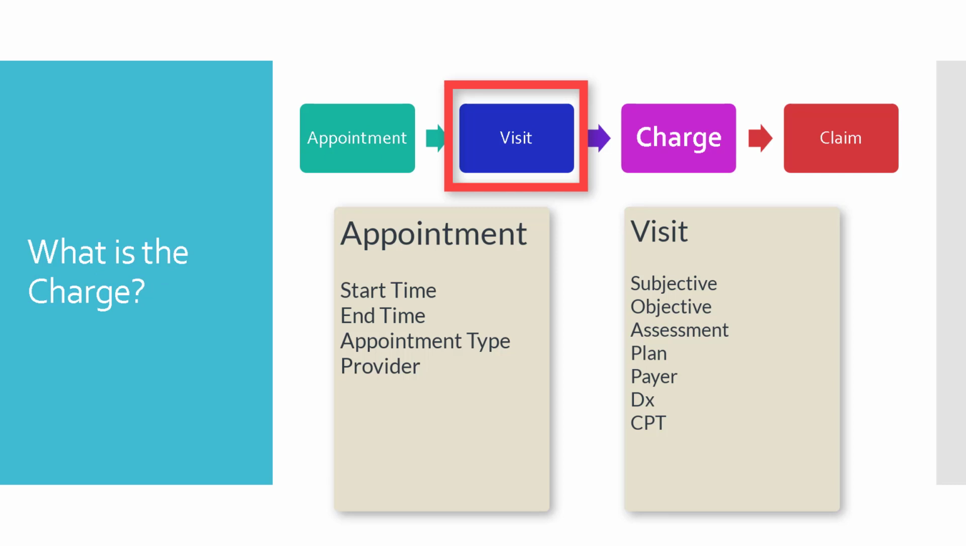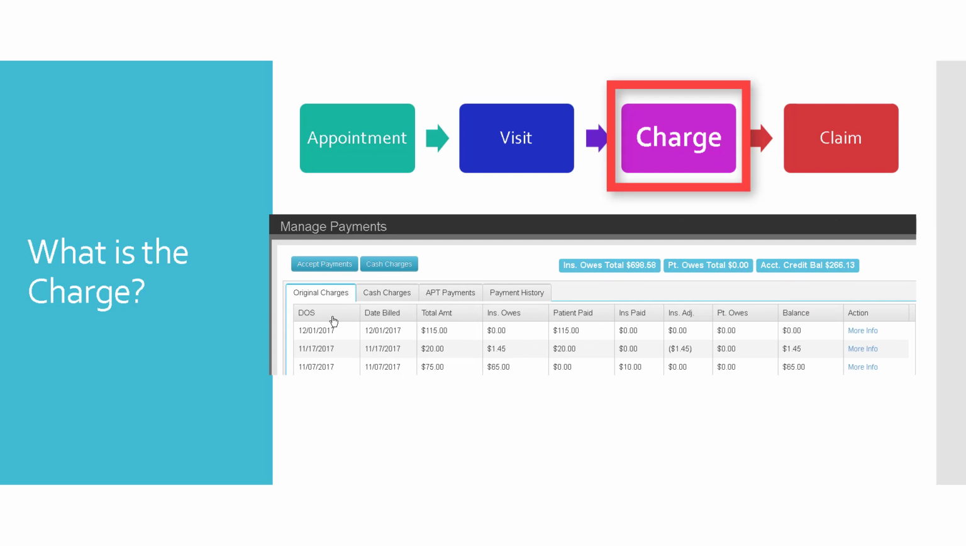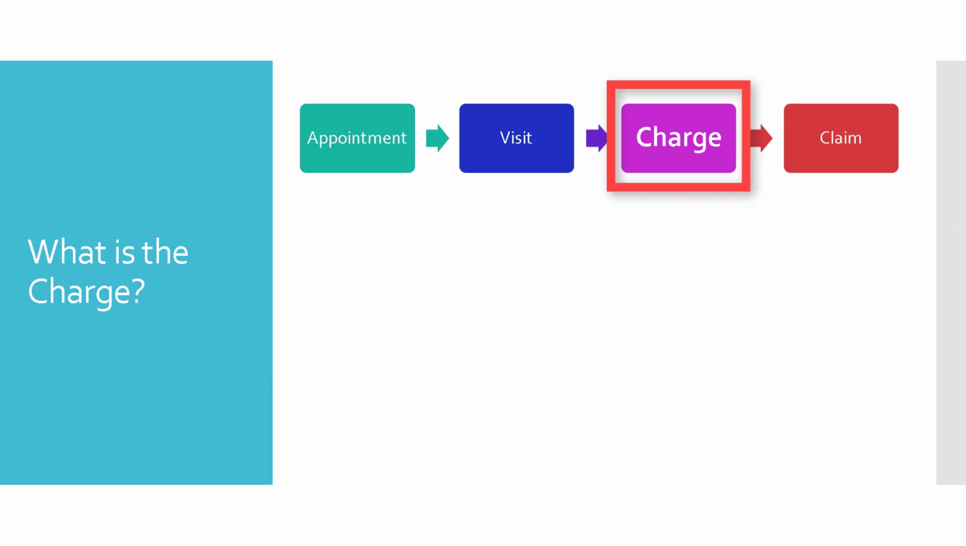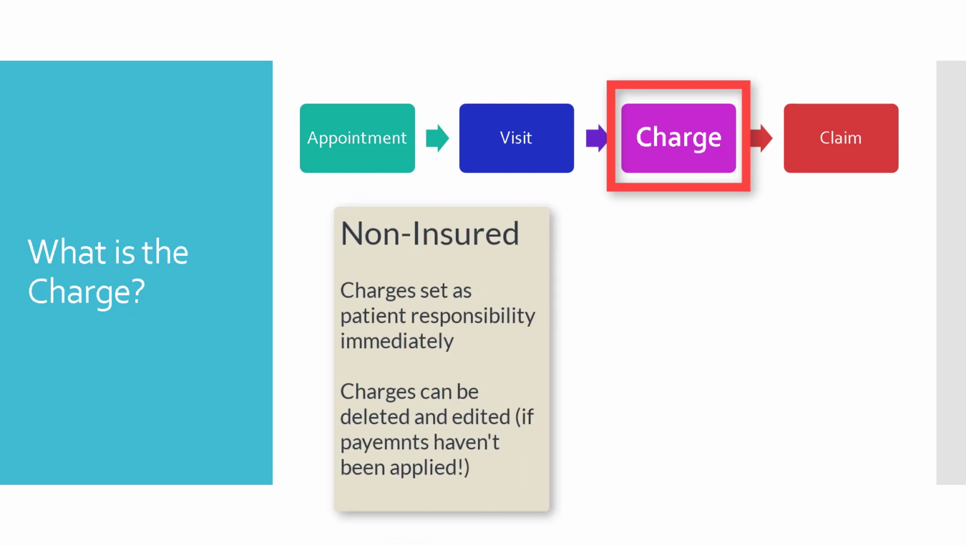When a visit is marked complete, information from the appointment and from the visit are used to create a charge. The charge is the record that payments will be applied to later on. The charge is slightly different for cash or non-insured type payers than for the insured type payers. For non-insured types, the patient payments can immediately be applied to the charge.